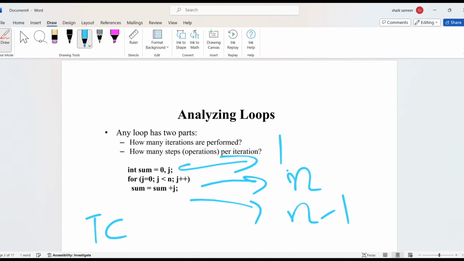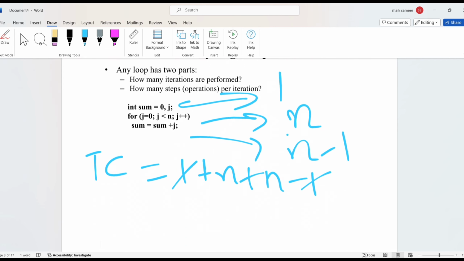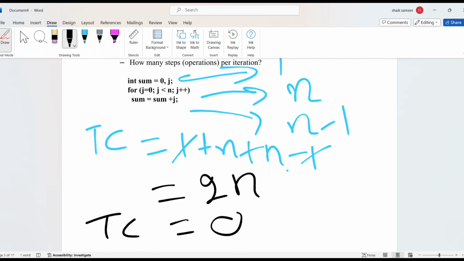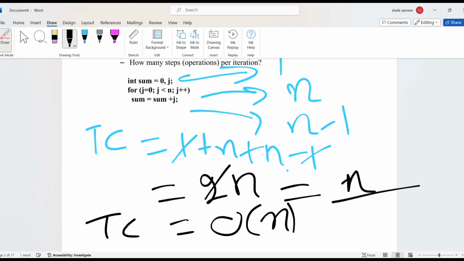Time complexity Tc equals 1 plus n minus 1. According to this, the 1s cancel. Okay, the 1s are cancelled. Now n plus n becomes 2n. Time complexity equals big O of n. Why big O of n? You have to drop constant terms, coefficient terms and lower order terms. So drop 2 and get n.